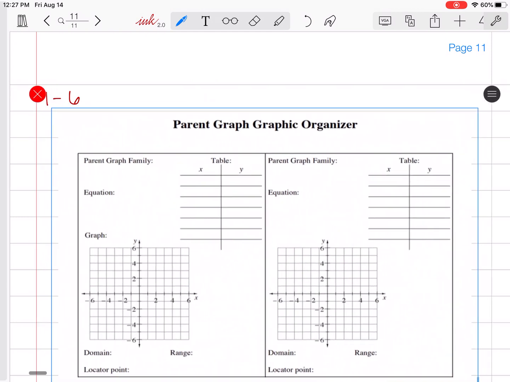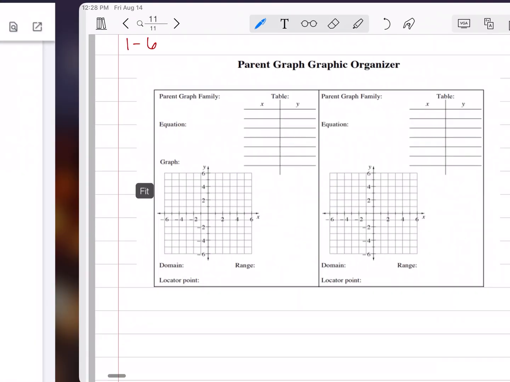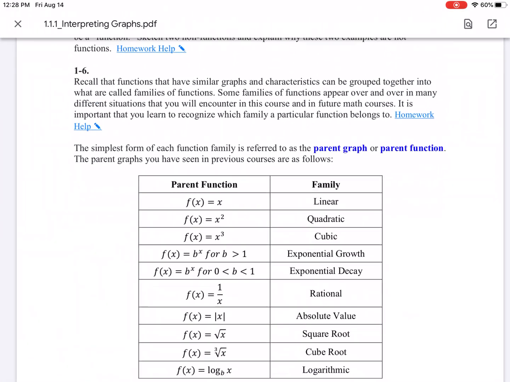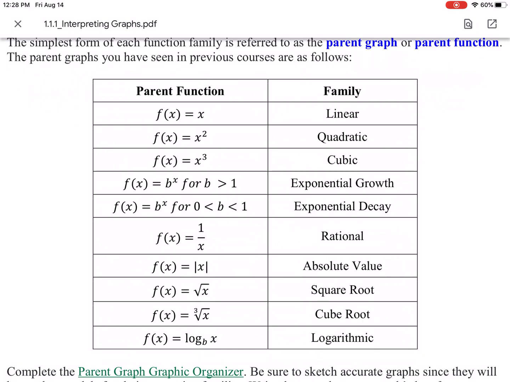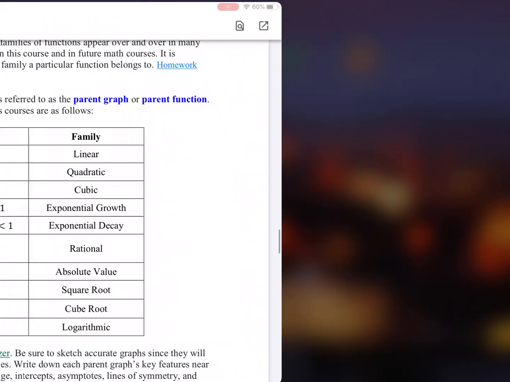So here's what the graphic organizer should look like. You're going to have to put all of these functions into one of these types of tables. So just to take a look at our functions again, let's look at the first one. A linear function. The equation is f of x equals x. That's the simplest linear function.